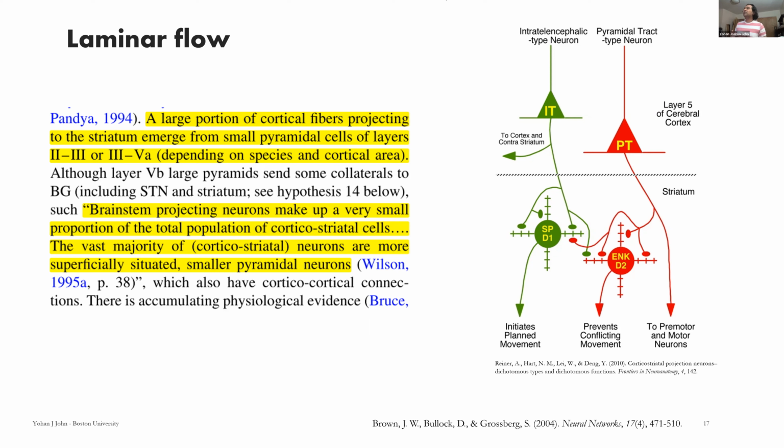So yeah, a large portion of cortical fibers projecting to the striatum emerge from small pyramidal cells of layer 2, 3, and 3 to 5A. I think this is still true. I looked at some of that Gordon Shepherd stuff, and this paper also says more or less the same thing. And brainstem projecting neurons make up a very small proportion of the total population of corticostriatal cells. The vast majority are more superficially situated, smaller pyramidal neurons.